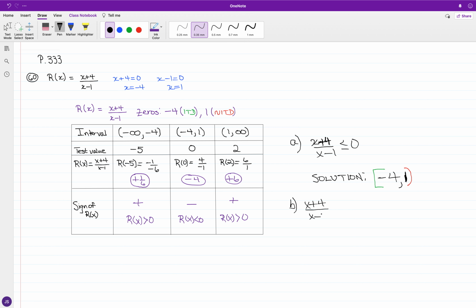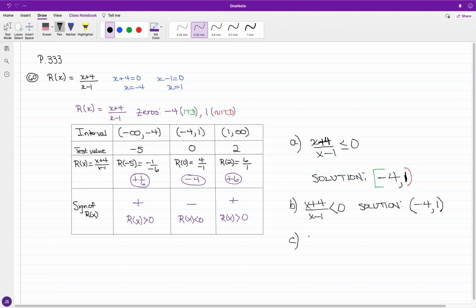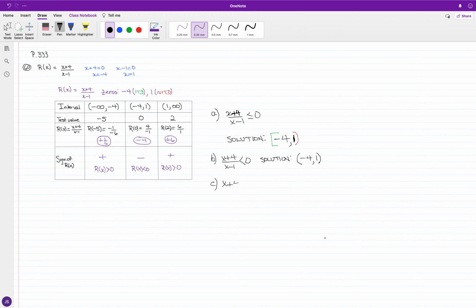For x plus 4 over x minus 1 is less than 0, we have for the solution, we're still involving the limits negative 4 and 1, and since we have the inequality to be less than, there will be no brackets whatsoever. So both negative 4 and 1 are in the parentheses. Now for part C, we're looking at where the ratio is greater than or equal to 0.